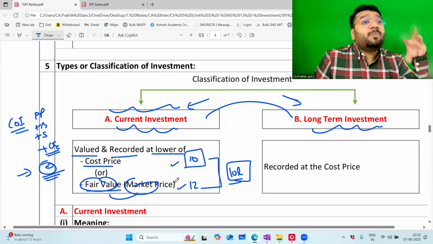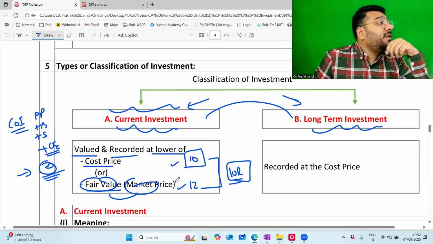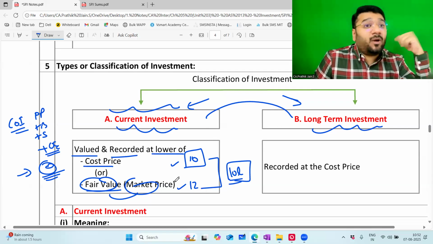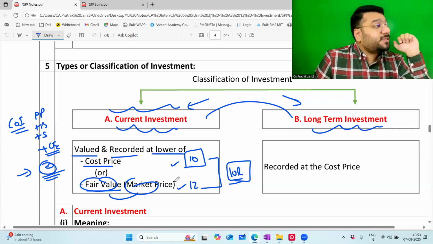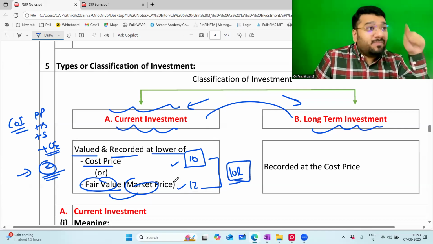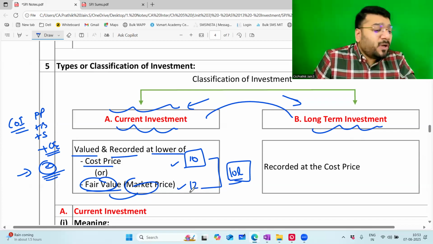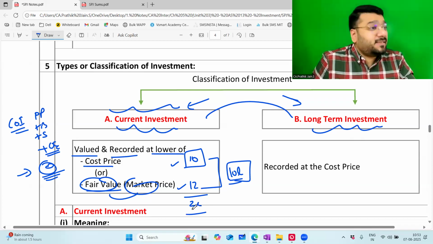Because in business, you have to be prudent. Prudent means what? We record all anticipated expenses and anticipated losses. We try to be a bit more pessimistic, but never be too optimistic in business. So just because you have earned 2 lakh profit, it doesn't mean that you have to record it. This will be recorded only when it is realized. When do you realize it? Upon selling the investment. So unrealized profit you will not record.